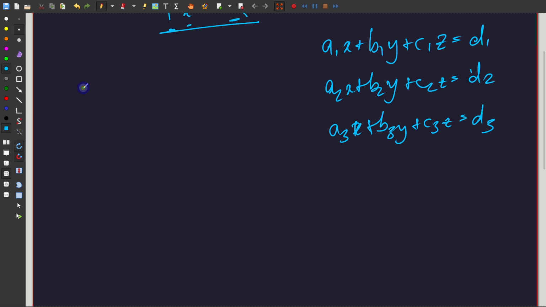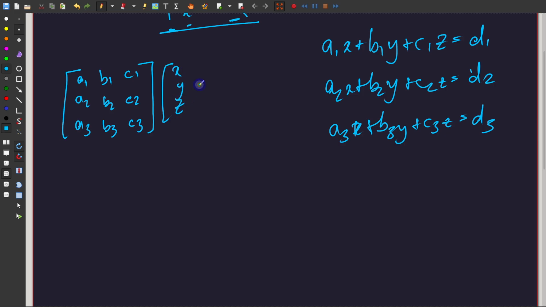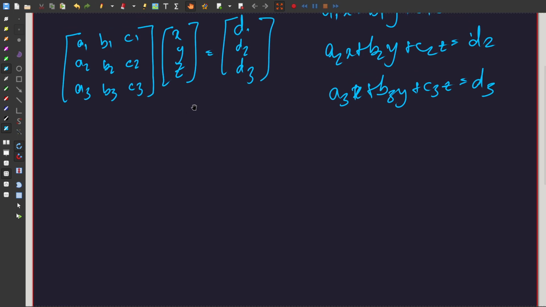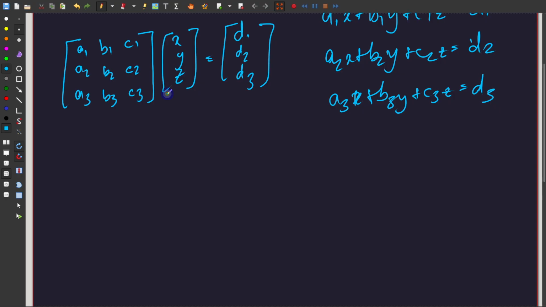Generally the way we would write this would be a1, a2, a3, b1, b2, b3, c1, c2, c3 in a matrix, which is the P matrix. Then we'd have the x, y, z vector as x, and the q would simply contain d1, d2, d3, right? This is generally how it is, and then you would go ahead and solve this. Now the general way to solve this would be using Gaussian elimination, right?